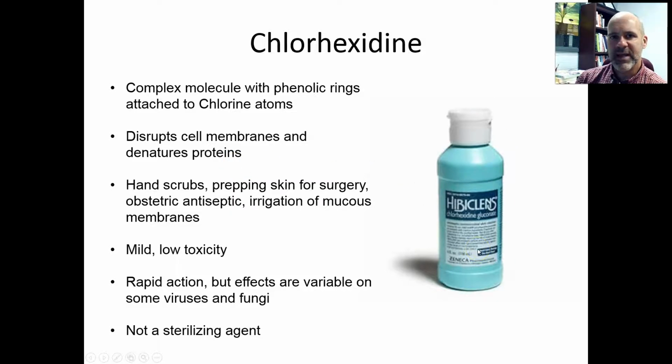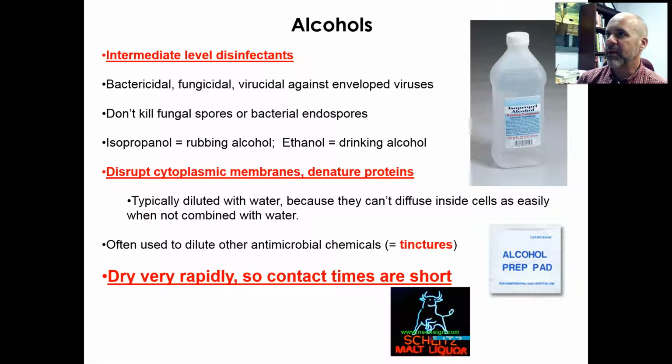Hibiclens, if you've ever used that pink stuff, is commonly used as an antiseptic soap when you really need to knock down the numbers of microbes on the skin. It is used for prepping skin for surgery, and sometimes for irrigation of mucous membranes, where we're trying to flush off a mucous membrane surface. Pretty good stuff. It's low toxicity. It's mild. You're not likely to suffer any effects from it. It doesn't kill everything. It's not a sterilizing agent. It's pretty good against various microorganisms, but not all of them. There's a lot of variability with it.